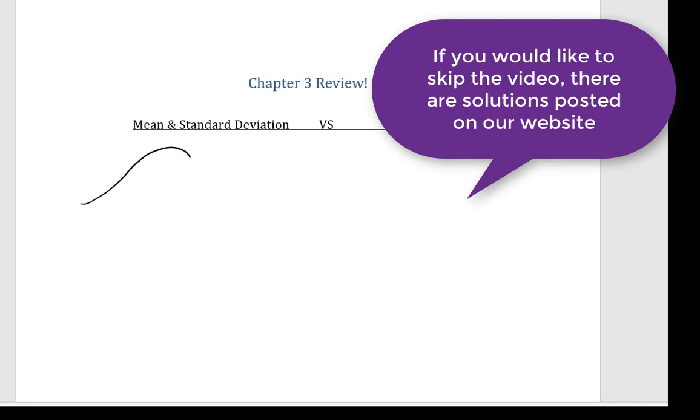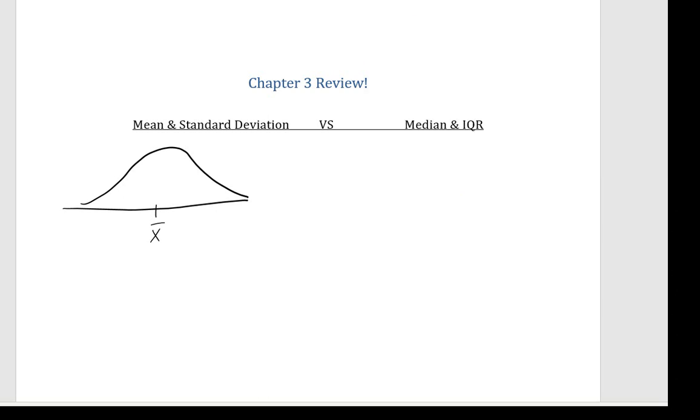Alright, so for chapter 3, what we're going to start out with is a review of mean and standard deviation versus the median and IQR. So we're going to use the mean and standard deviation if we have a normal curve. The value at the center is going to be our average. And remember, 68% of our data is going to fall one standard deviation above and one standard deviation below. While if we go two standard deviations above and two below, that's going to be where 95% of our data should fall.